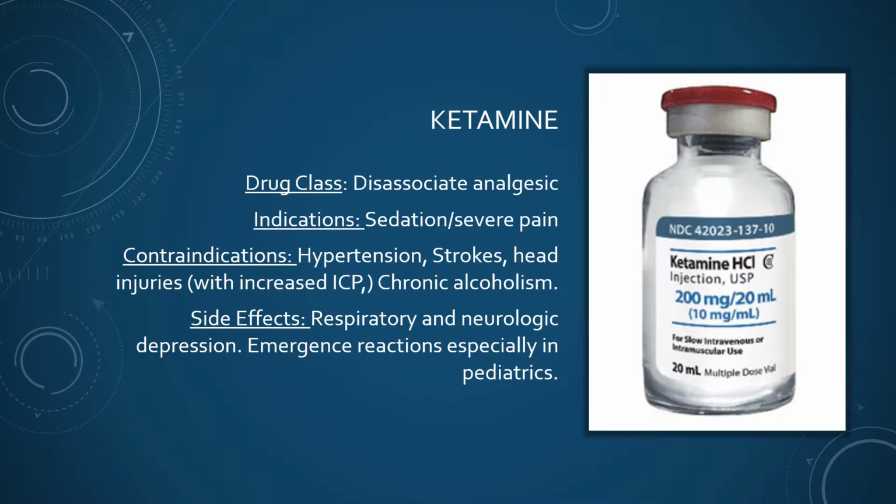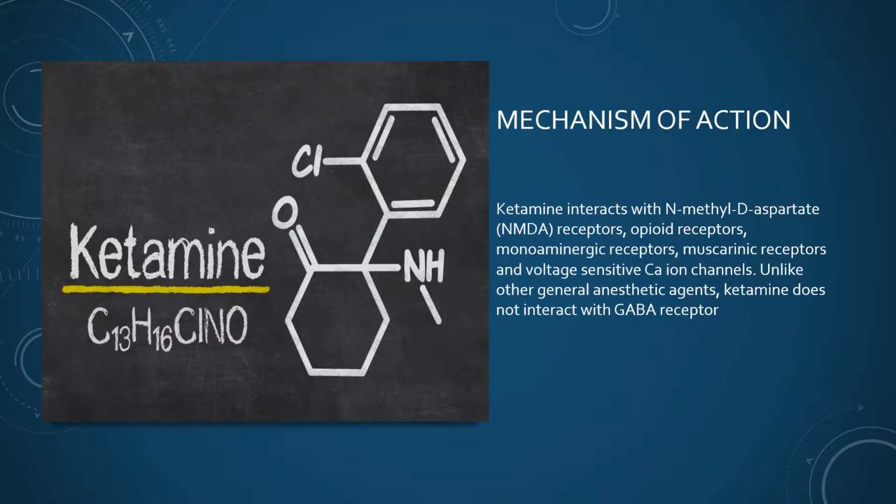Its drug class is a dissociative analgesic. The indications for it are sedation and severe pain that can't be relieved by other means. Contraindications are severe hypertension, strokes, head bleeds, head injuries with possible increased intracranial pressure, and chronic alcoholism. Some side effects are respiratory and neurologic depression and some emergence reactions in pediatrics, and we'll talk about that in a few minutes. Ketamine works mainly on the NMDA receptors.